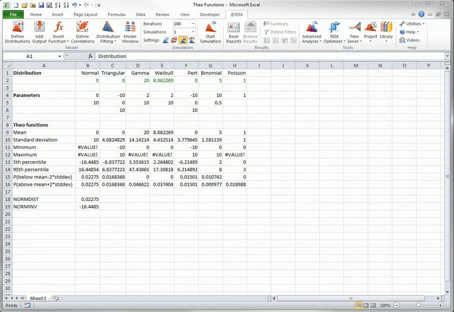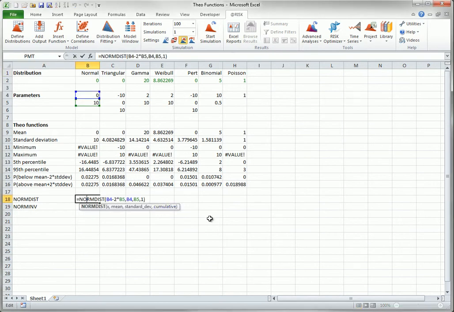You might have used some of Excel's built-in functions for calculating probabilities or percentiles for theoretical distributions. For example, the NORM.DIST function finds left-hand tail probabilities for a normal distribution, and the NORM.INV function looks up percentiles for a normal distribution. Here are a couple of examples. @RISK provides similar RiskTheo functions, where Theo is short for theoretical. These functions are described in this video.